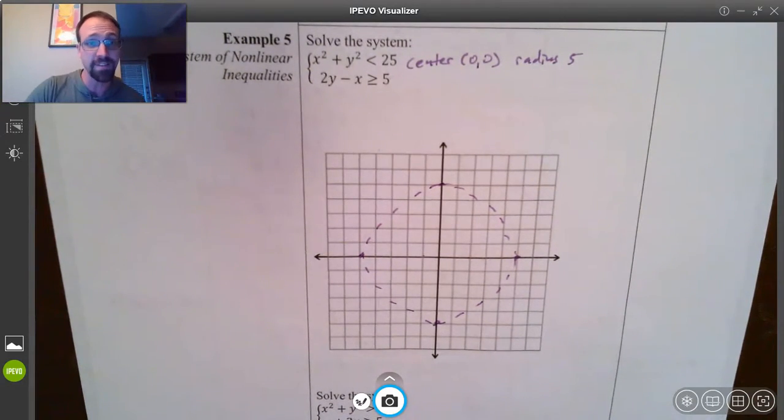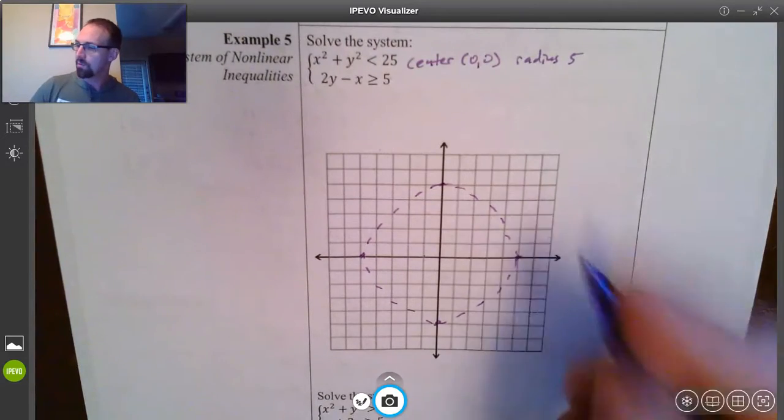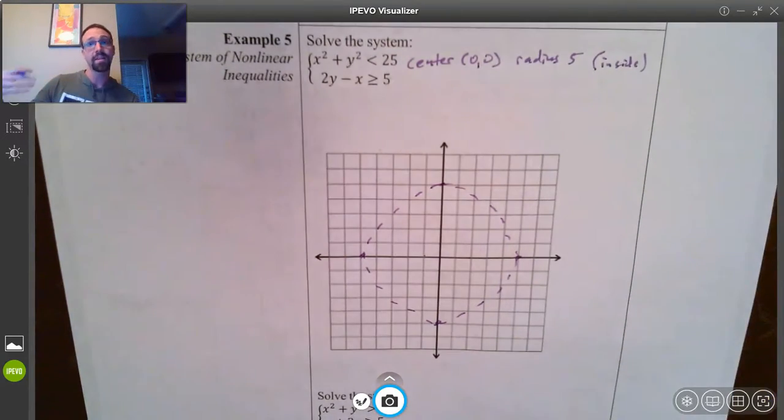The way you can check is by using a test point. A good one to test is the origin 0, 0. And by quickly plugging in 0 for both x and y, substituting that in, you can see that 0 squared plus 0 squared is in fact less than 25. So that would be true. So we would be testing towards the center, so that would be shading the inside. I'm actually going to hold off on shading. I'm just going to mark off to the side that we're shading inside the circle. That's going to help me when I shade the final part.